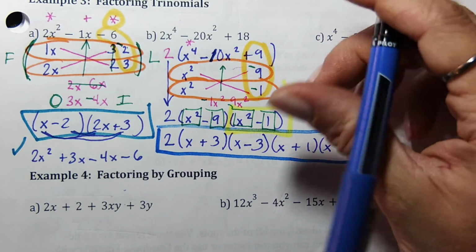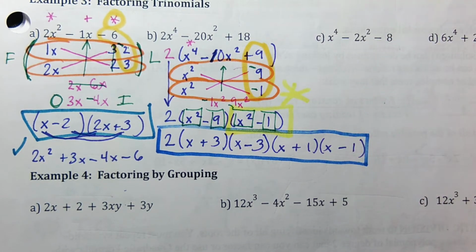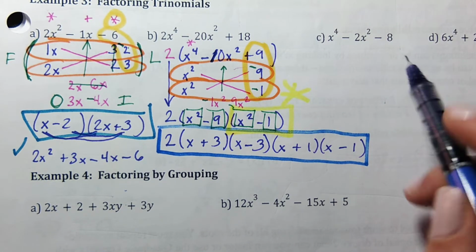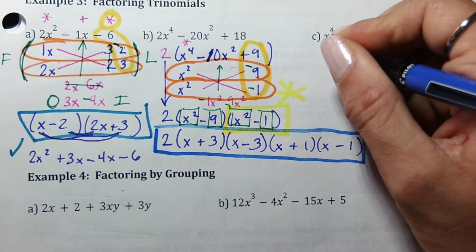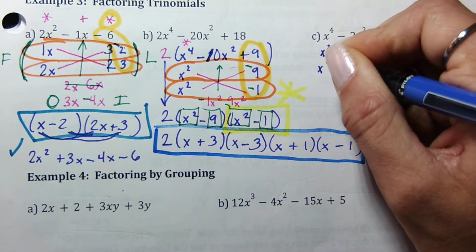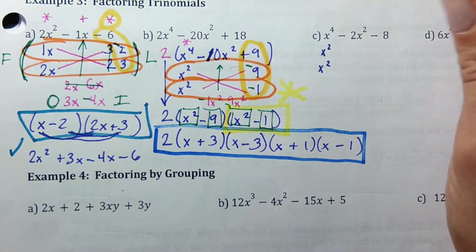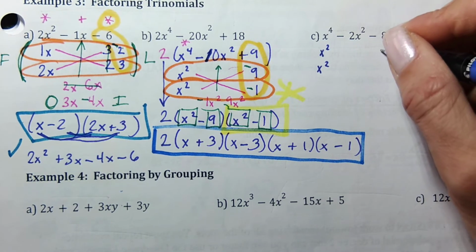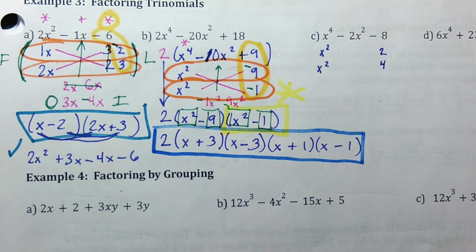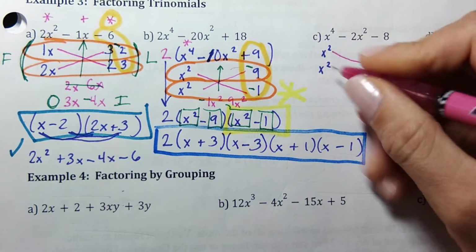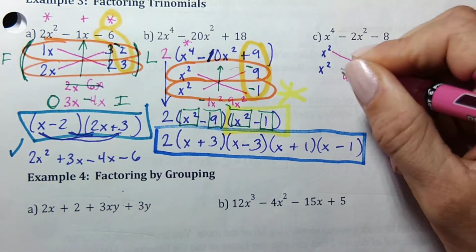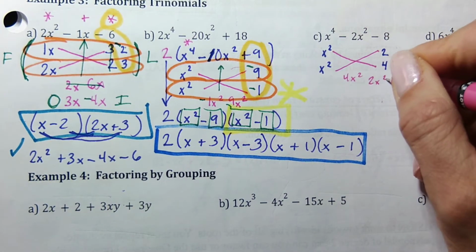Is there a GCF? Mm-mm. Is that a fake quadratic? It goes 4, 2, constant, so we can go x squared. Ooh, let's see, factors of 8. Let's do 2 and 4. Multiply on the x, we get 4x squared and 2x squared.